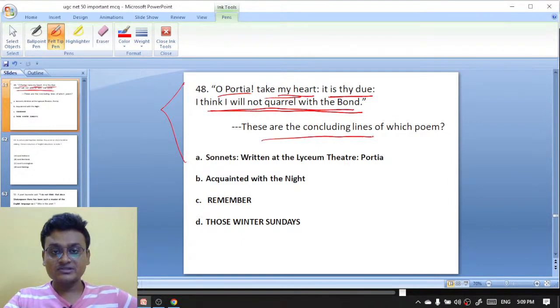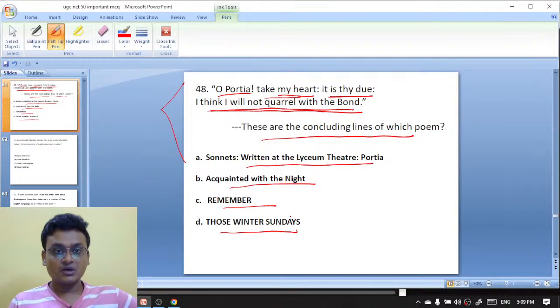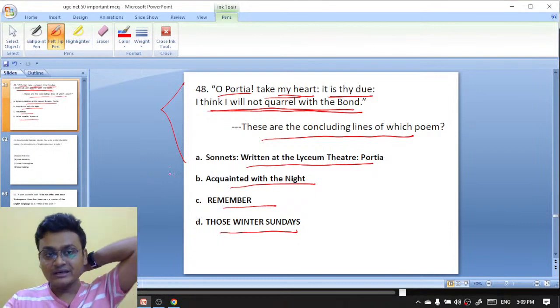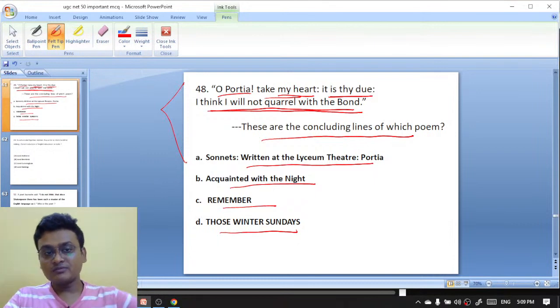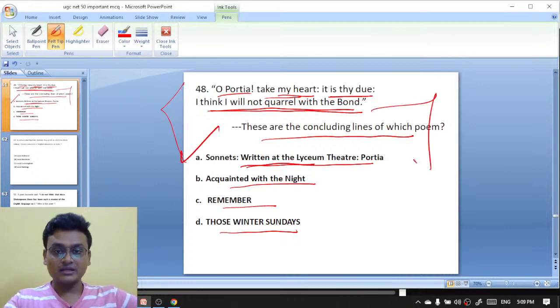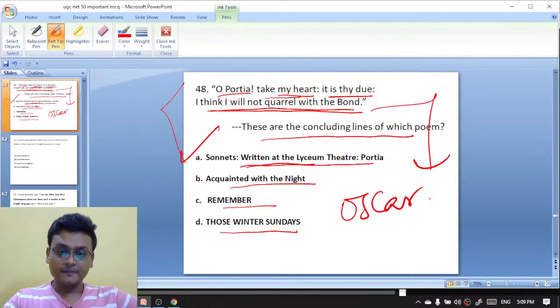These are the concluding lines of which poem? Sonnets written at the Lyceum Theatre, Portia, acquainted with the night, remember those winter Sundays. So this is a poem written by Oscar Wilde, and the name of the poem is Sonnets written at the Lyceum Theatre, Portia, by Oscar Wilde. So A is the answer here.